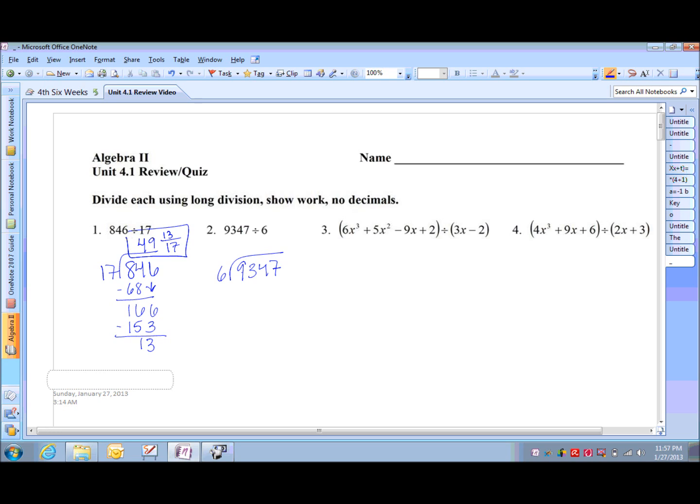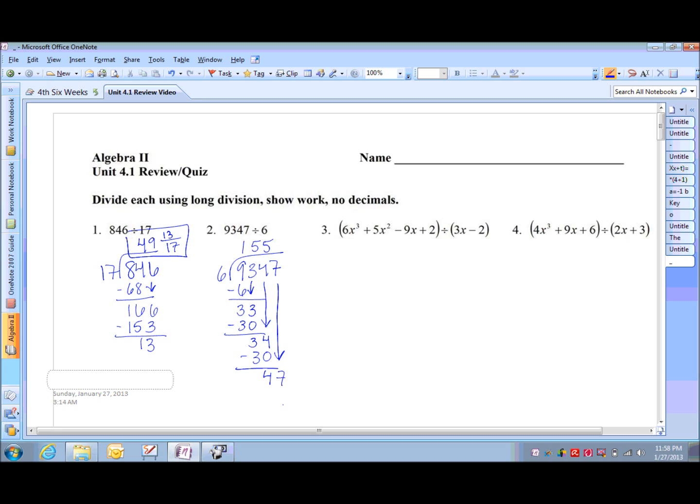When you divide 6 into 9, it goes in once. 1 times 6 is 6. When you subtract 6, you get 3. Bring down the 3. Now we see how many times 6 goes into 33, which is 5. Now 5 times 6 is 30. 33 minus 30 is 3. Bring down the 4. 6 goes into 34 5 times. 5 times 6 is 30. 34 minus 30 is 4.